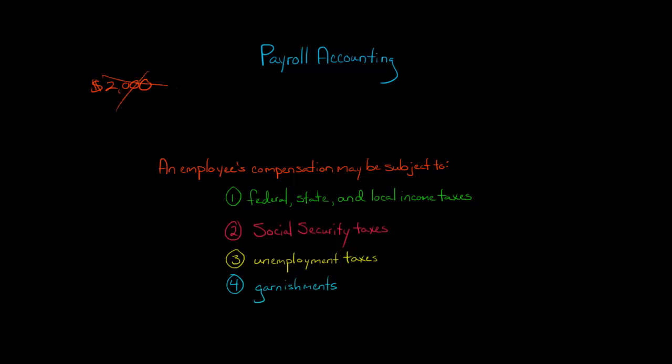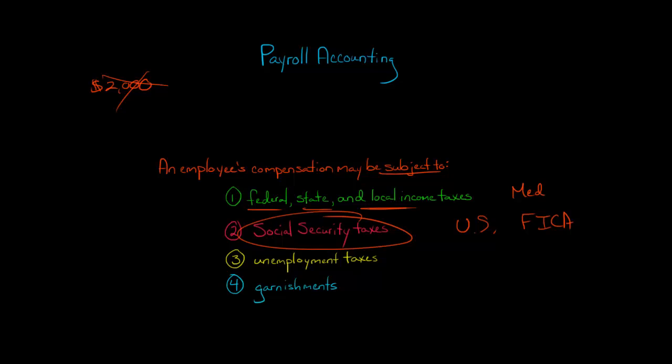And the reason is that an employee's compensation could be subject to a number of different things. For example, the company might be required to withhold income taxes from the employee's earnings. So there could be federal income tax, could be state income tax, and in some cases even local income tax. In the United States, we also have Social Security taxes, and this will appear as FICA, F-I-C-A, and that includes Social Security benefits for people who've retired. That's what that's funding, and also something called Medicare. And then there are unemployment taxes that might be levied at the federal or state level.